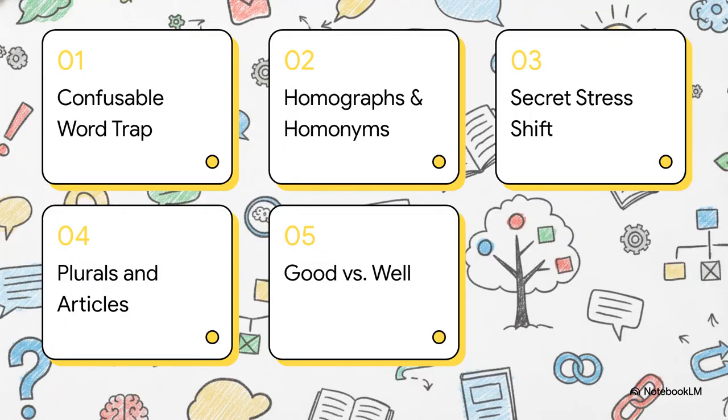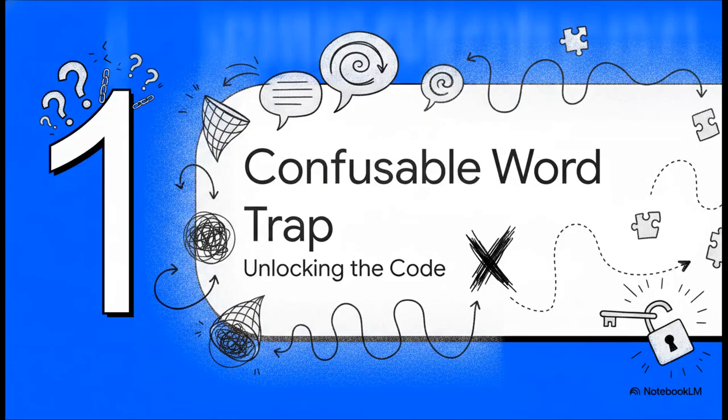Okay, here is the roadmap for our investigation today. We're covering the confusable word trap, homographs, homophones, and homonyms, the secret stress shift, tricky plurals and articles, and finally, the classic good versus well. Let's kick things off with Section 1, the confusable word trap, unlocking the code.